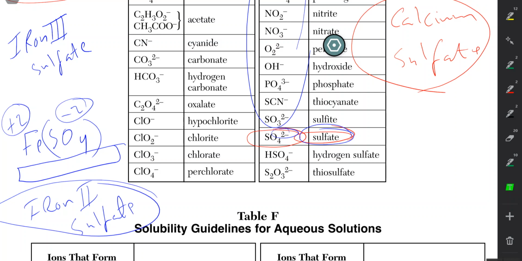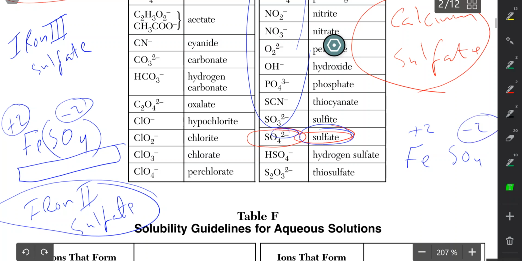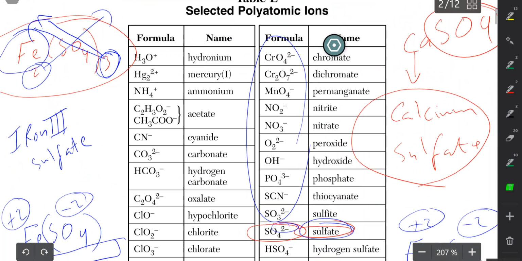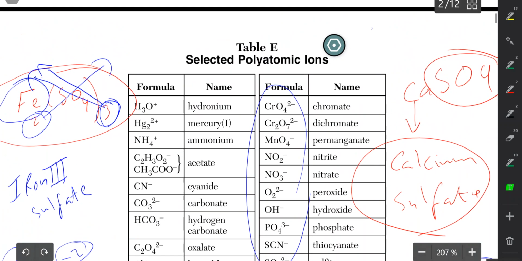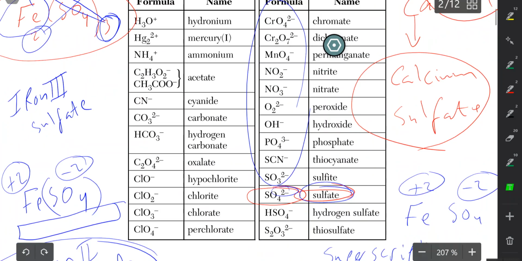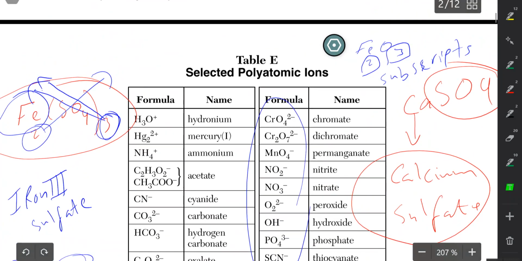Some things you should know. If you have numbers on top, for example, here, Fe+2, SO4-2, these charges on top, we call them superscripts. And if you have numbers at the bottom, example here, let's say Fe2O3, these numbers at the bottom, we call them subscripts. They tell us how many atoms we have. So the superscripts tell us the charges. The subscripts tell us how many atoms we have.